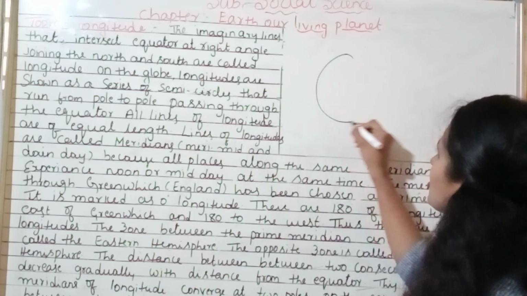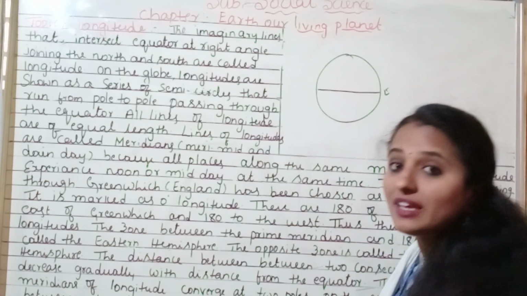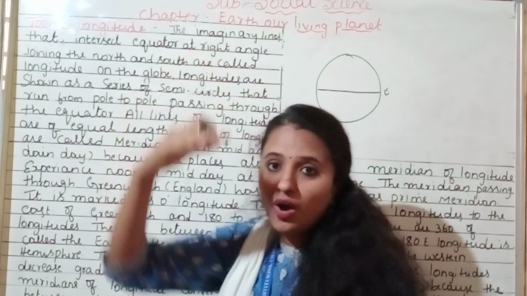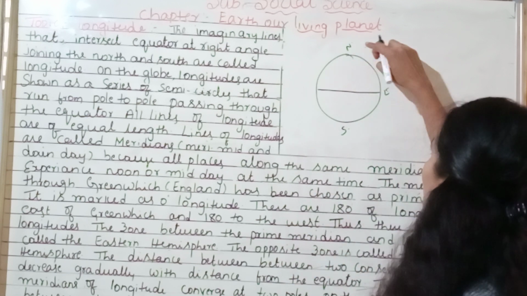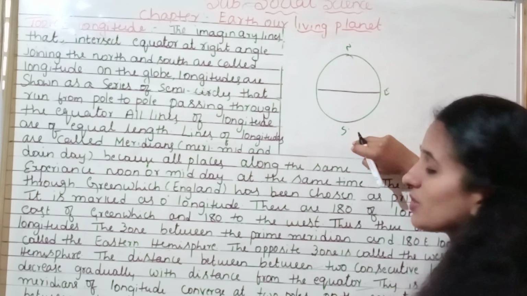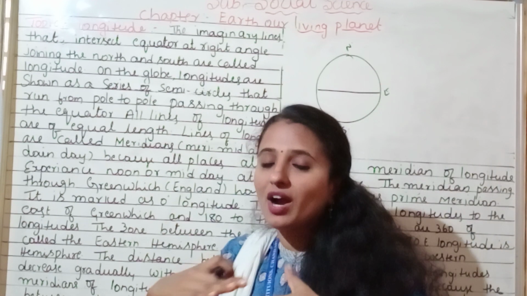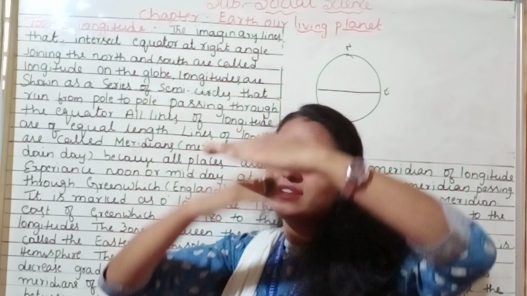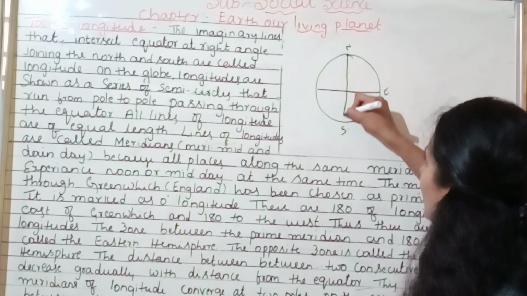Just observe this picture, children. You know that this is the earth. This one is the equator. The equator divides the earth into two halves. One is the northern hemisphere, the second one is the southern hemisphere. The upper side is considered the northern hemisphere or the north, and down is considered the southern hemisphere or the south. The meridian divides again into two.